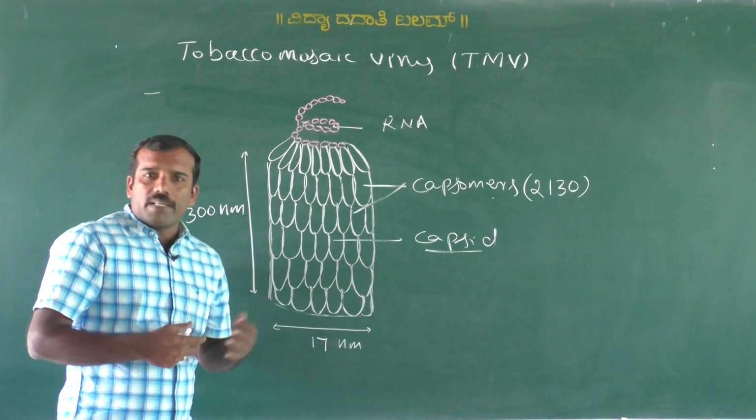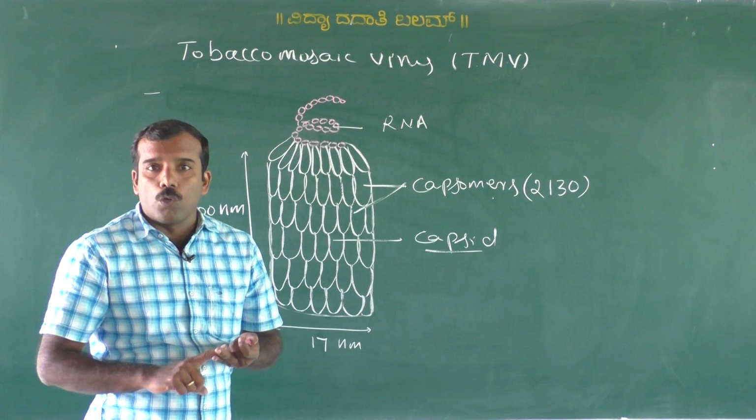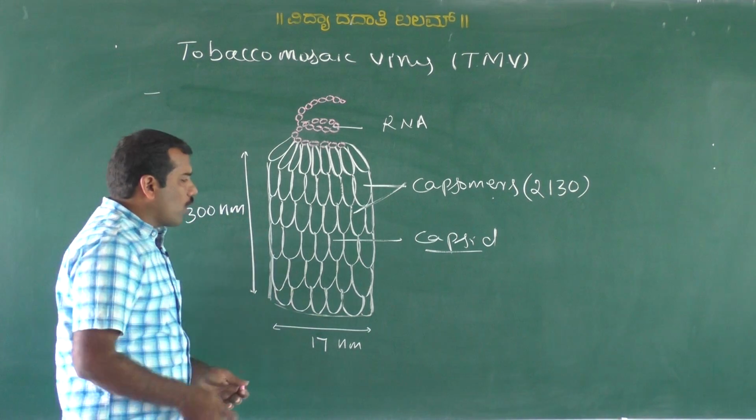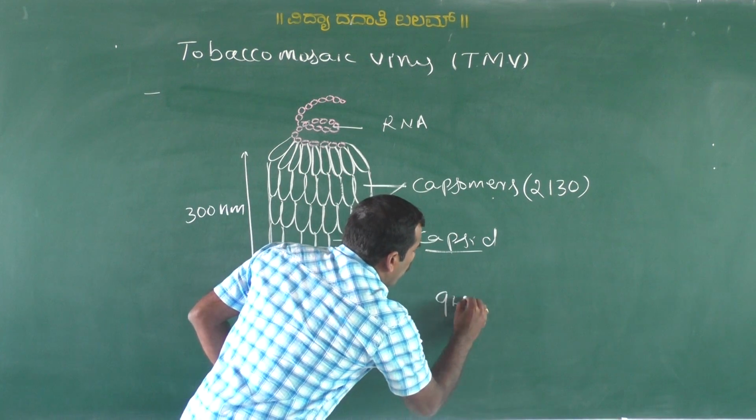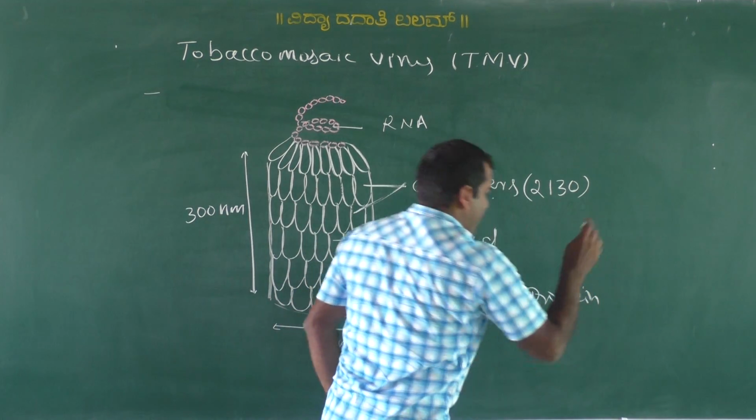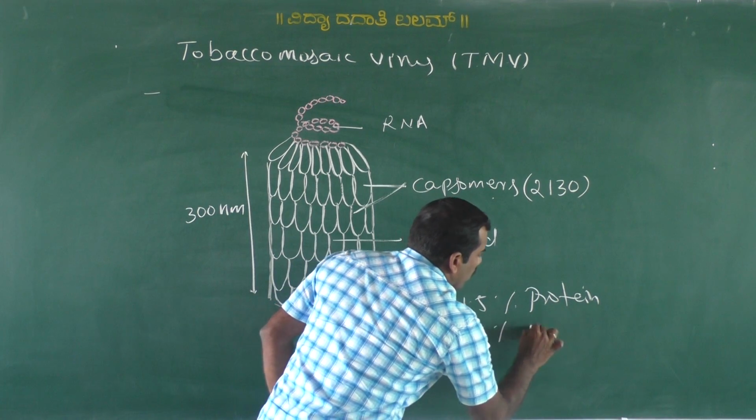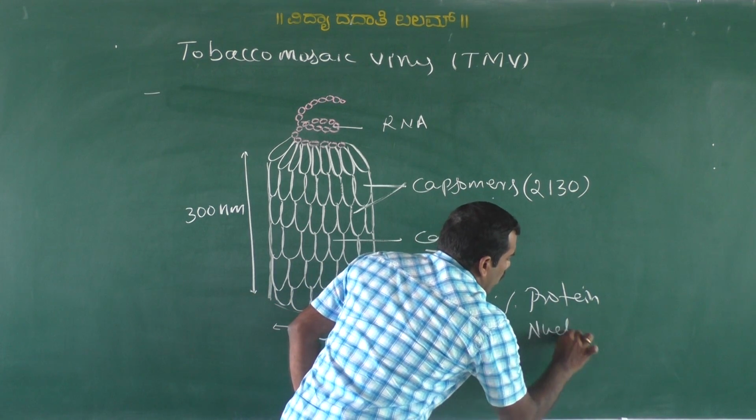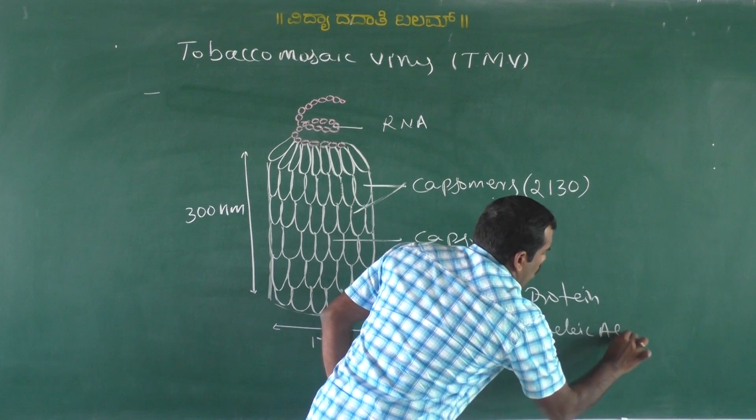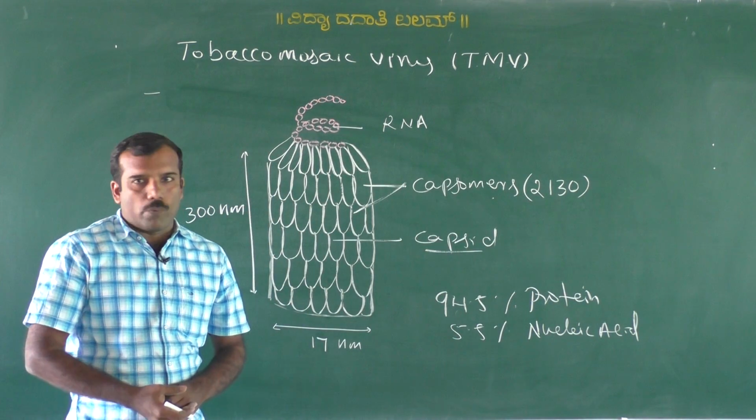Virus contains two important chemical components, that is protein and nucleic acid. So in this tobacco mosaic virus, there is 94.5% of protein and 5.5% of nucleic acid. This is a simple structure of tobacco mosaic virus.